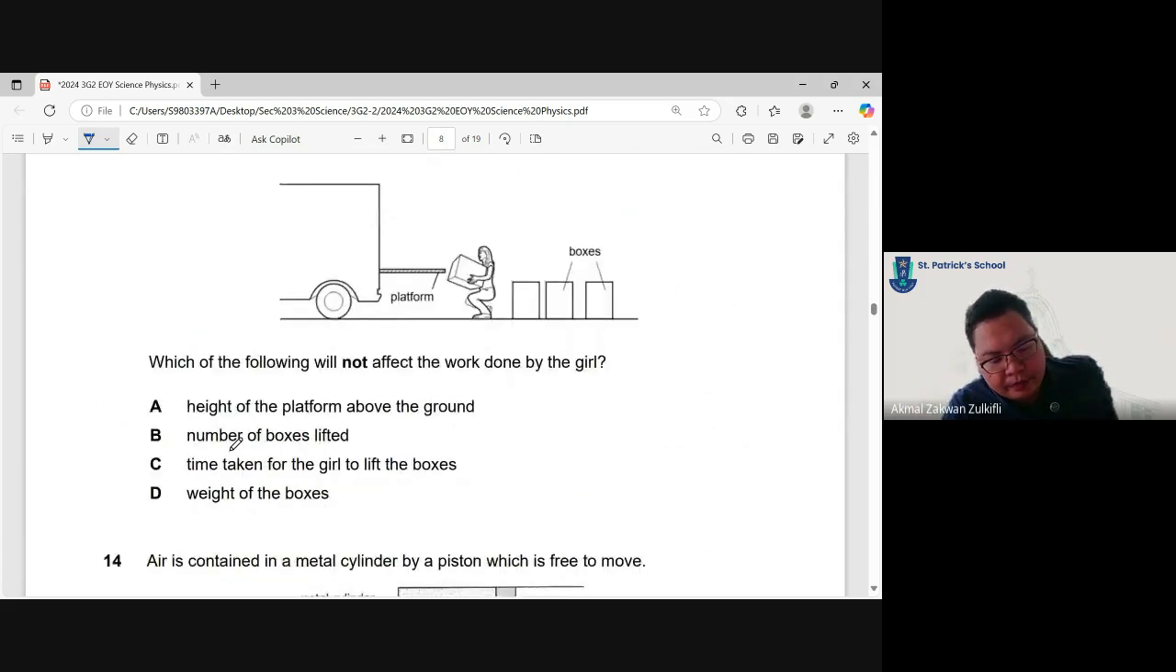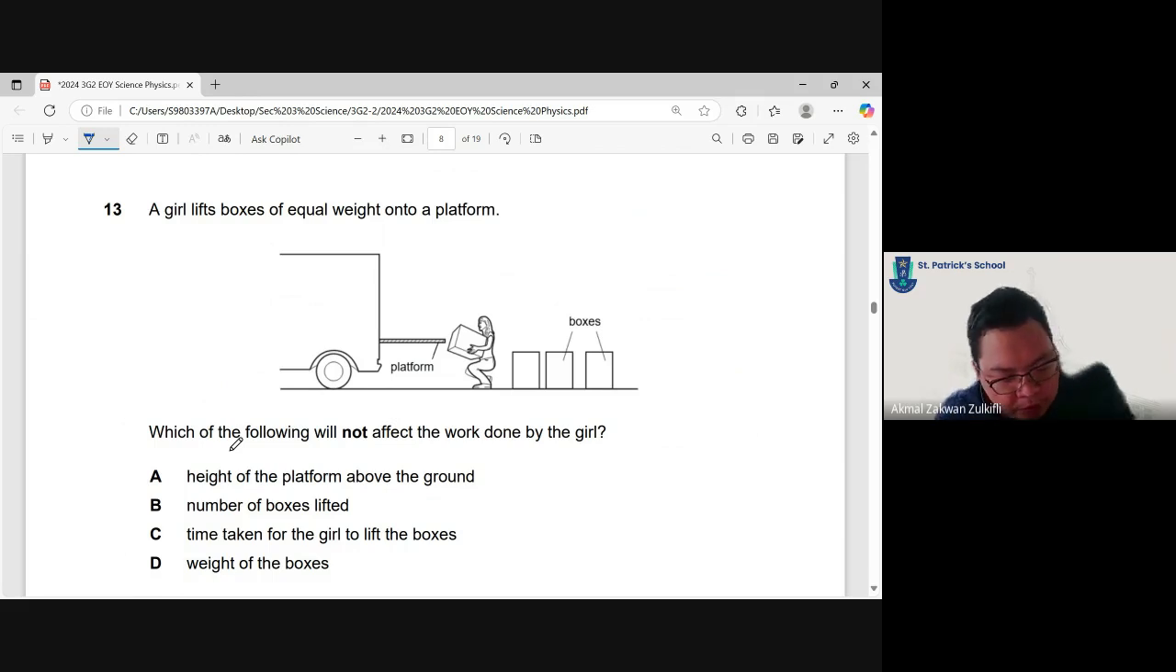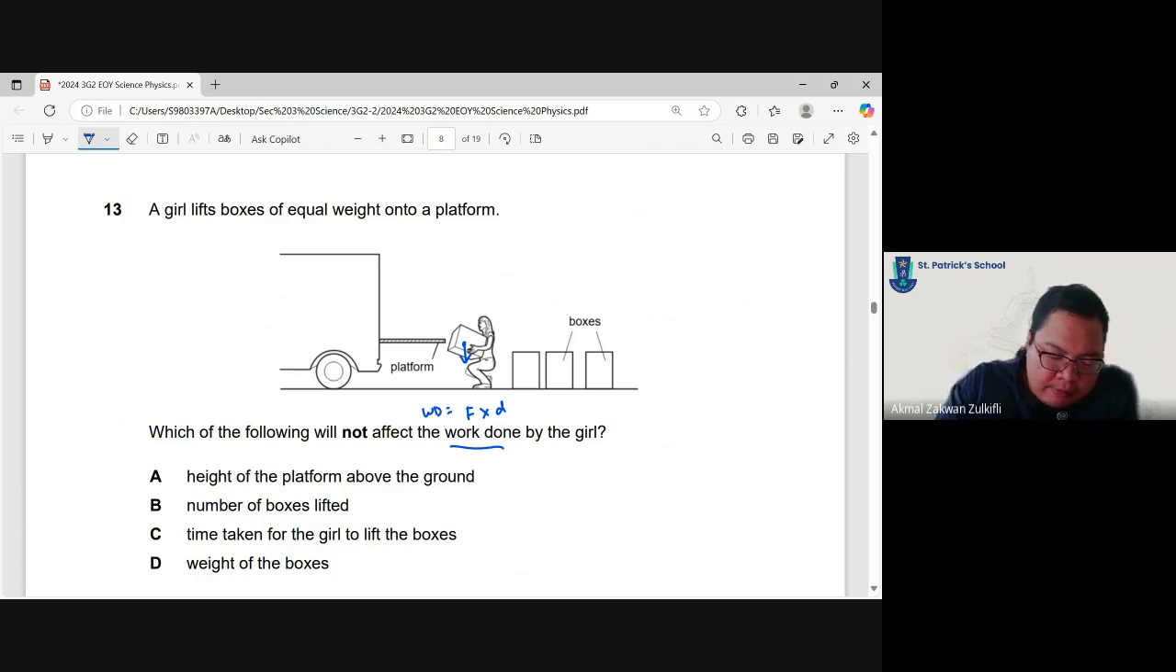Question 13. Equal boxes of equal weight onto a platform. Girl lifts boxes of weight. Which one will not affect the work done by the girl? Okay, so there are boxes, they have the weight going down, right? Work done, we know, is force times distance. Okay, so height of the platform, yes, it makes sense because something special about this distance is that it must be in the same direction of force.